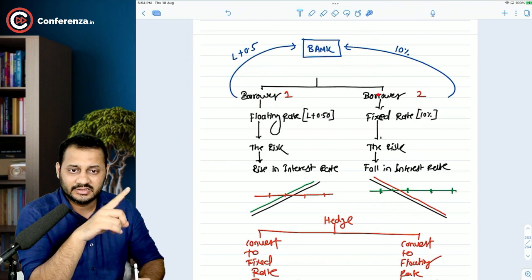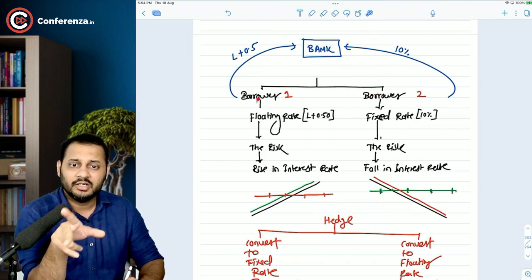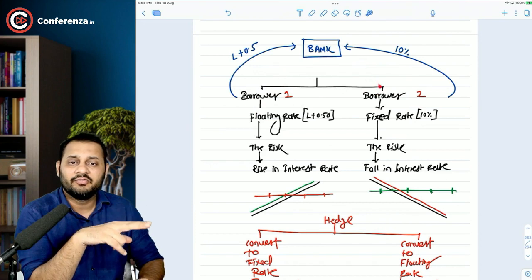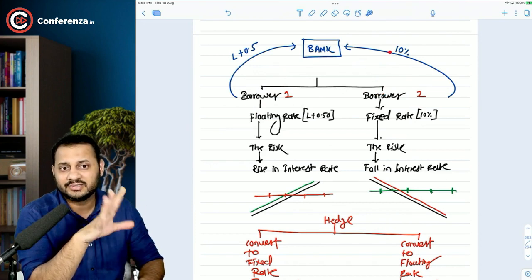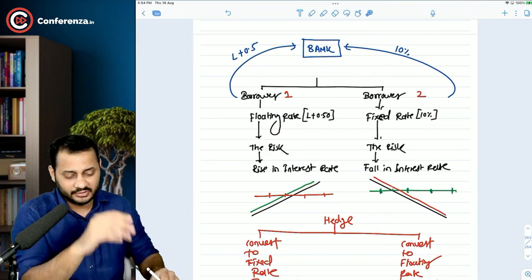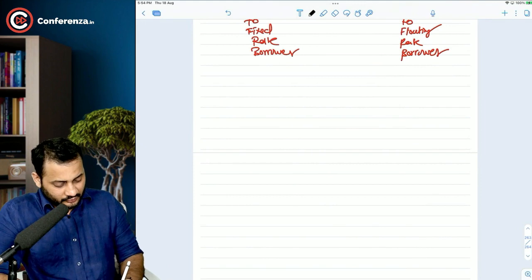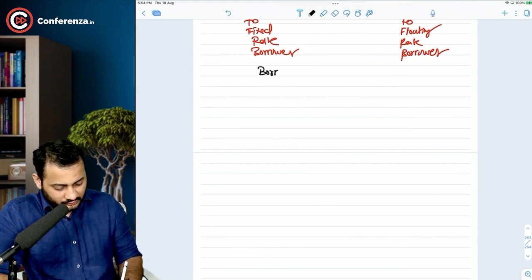And in return, since borrower 2 has made some payment to borrower 1, borrower 1 will make a fixed payment to borrower 2, that is 10%. Now, look how the transaction will happen. For borrower 1, he will pay to the bank how much? LIBOR plus 0.5.